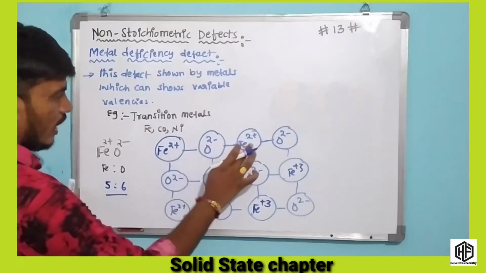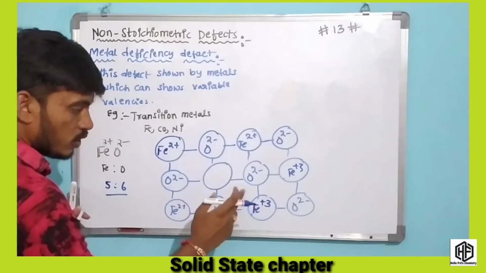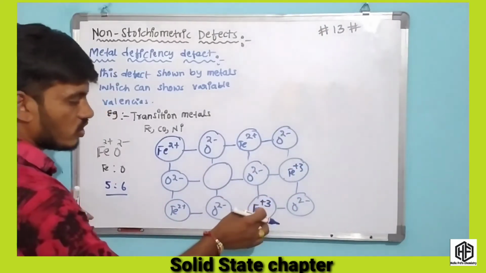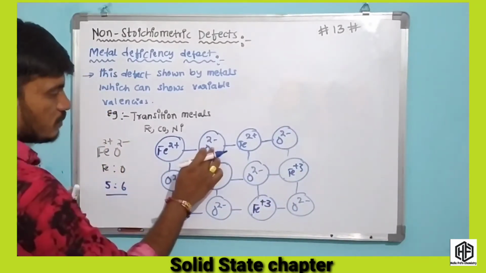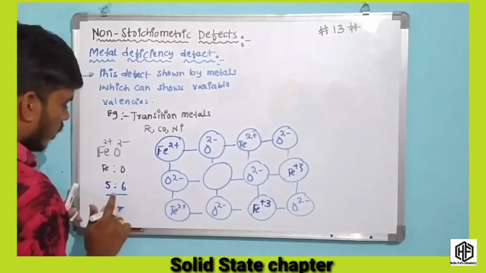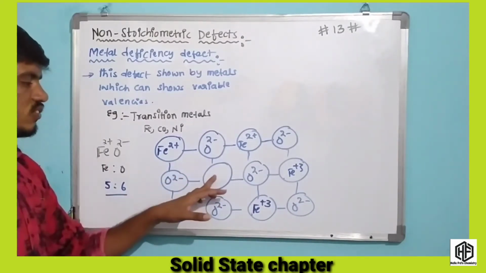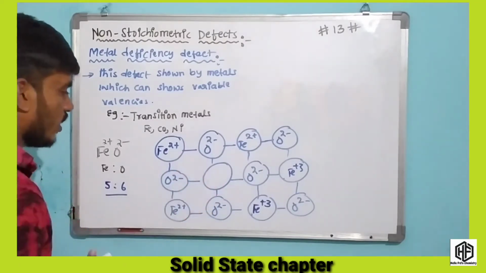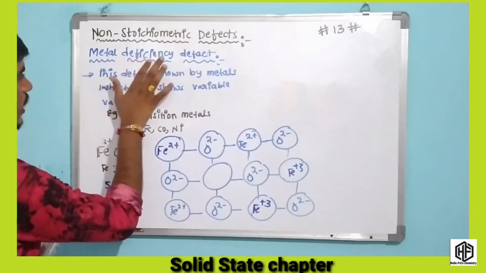Okay friends, the electrical neutrality is like this. The Fe2+ ions contribute a total of plus 6, and with the two Fe3+ ions, which contribute plus 3 plus 3, the total is plus 6 with respect to the six O2- anions, which give minus 6. Okay friends, it maintains the electrical neutrality, and one cation site is vacant, meaning a cation is missing. This lattice defect is called the metal deficiency defect.